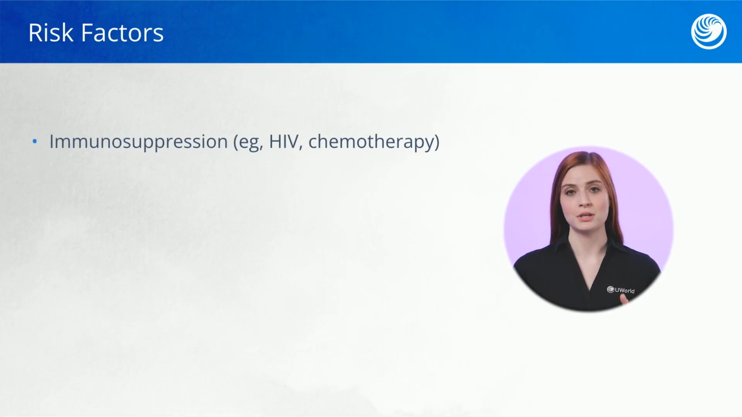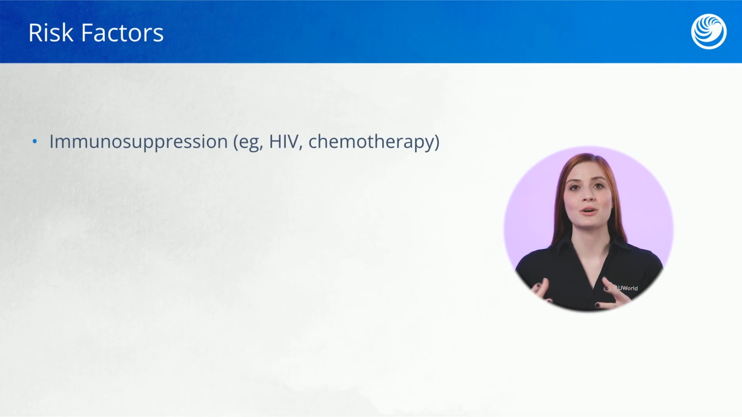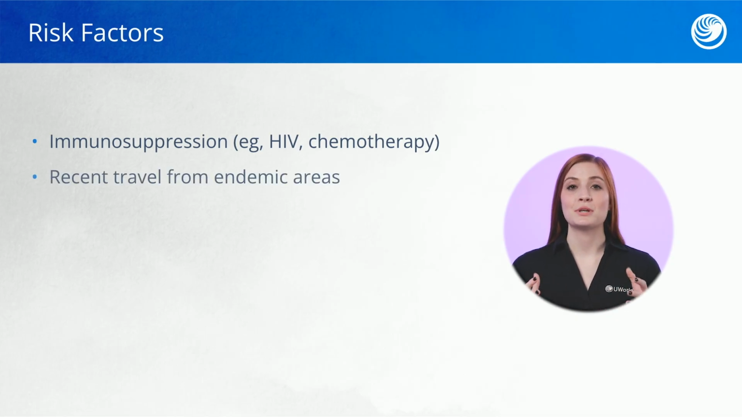Because TB is so easily transmitted, there are a lot of risk factors, and the biggest is immunosuppression, such as clients with HIV or those receiving chemotherapy. The body is just simply unable to fight off things, and so when a bacteria is introduced, it's going to easily colonize. If clients have recently traveled to areas where TB rates are high, they're more likely to get it.